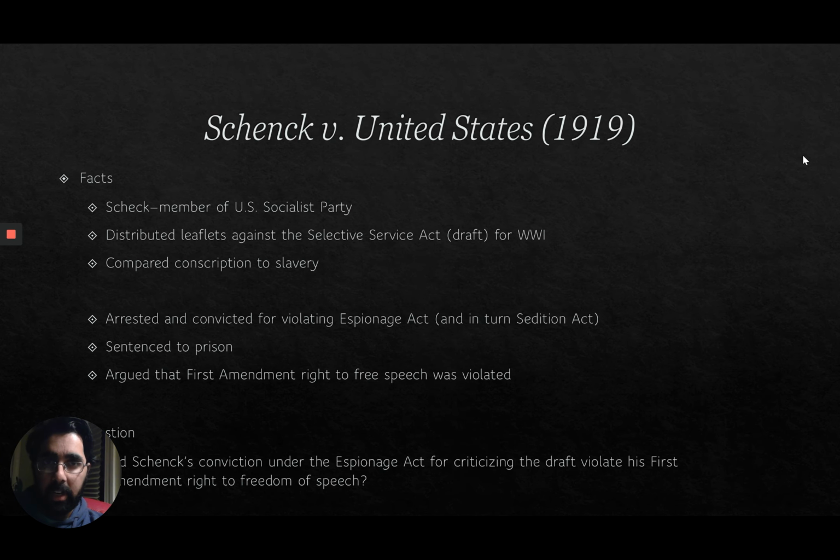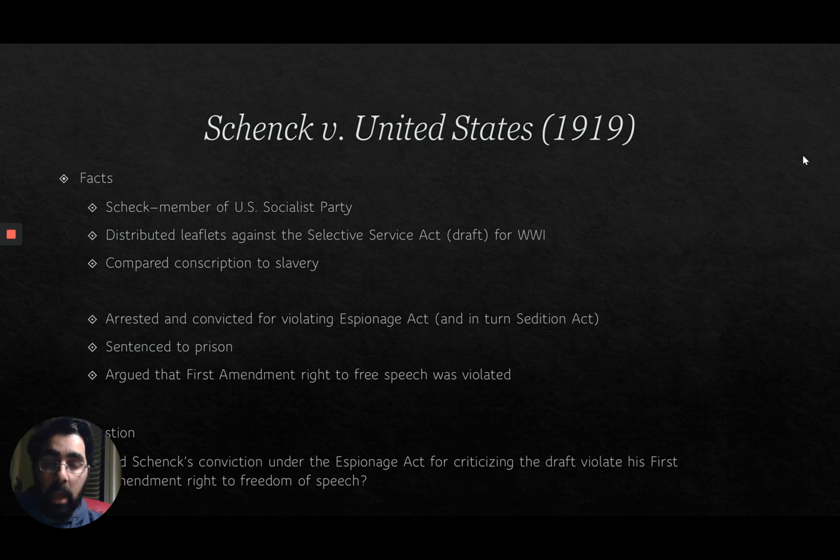So the case that we focus on here primarily is Schenck v. United States in 1919. The facts of the case. Schenck is a member of the U.S. Socialist Party. He distributes leaflets against the Selective Service Act, right, the draft for World War I. And he compares conscription or service to slavery, basically saying, look, stand up and defend your rights. He's arrested and convicted for violating the Espionage Act and in turn the Sedition Act and sentenced to prison. He argues that his First Amendment right to free speech is violated.